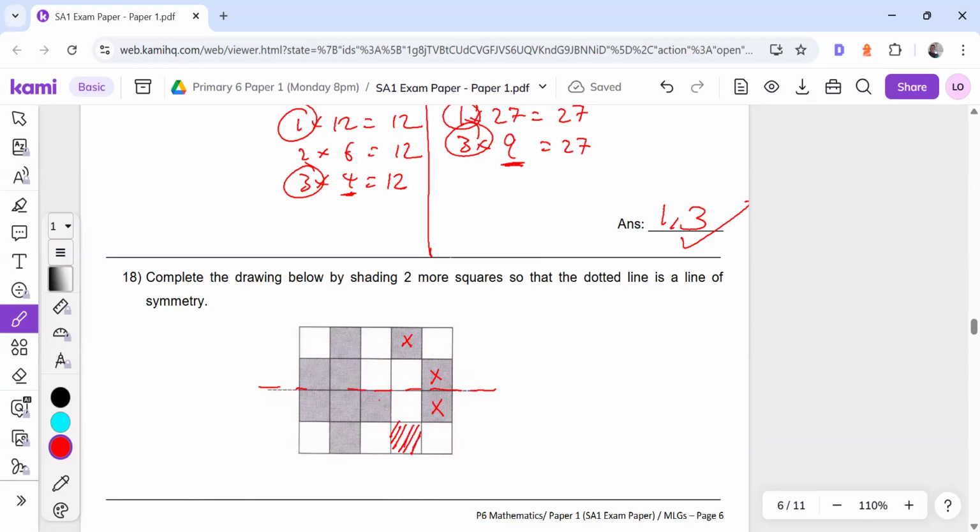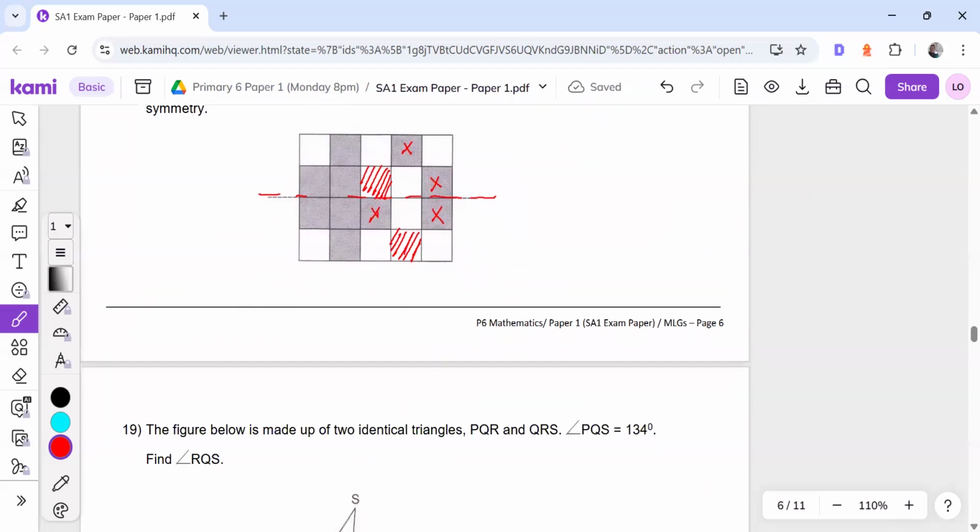All right, how about this one? You cross the river and you will see a square that you need to color also. All right, and I think that's it. You need to color 2 squares only. All right, so quite easy. Question 18, nothing much, nothing hard.